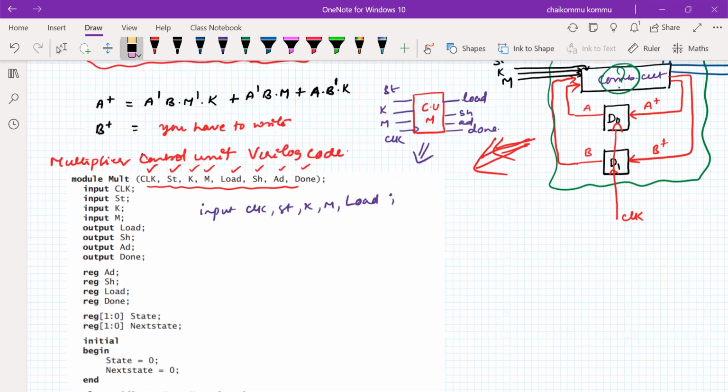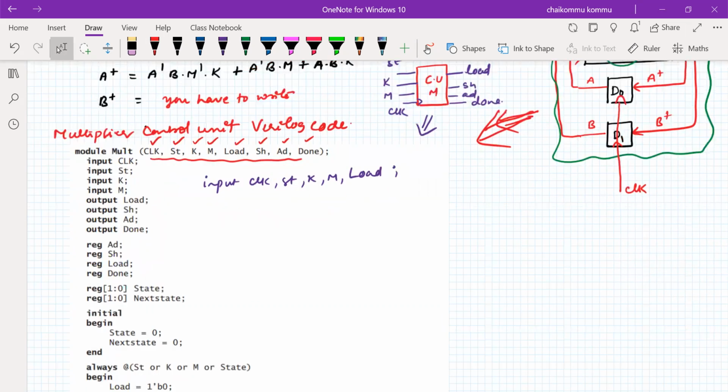Next, since we are writing the behavioral modeling, all the outputs are represented by the register data type. Here also we can simply write register add, sh, load, comma, done. We can write it like this also. Okay, these are the outputs for the block.